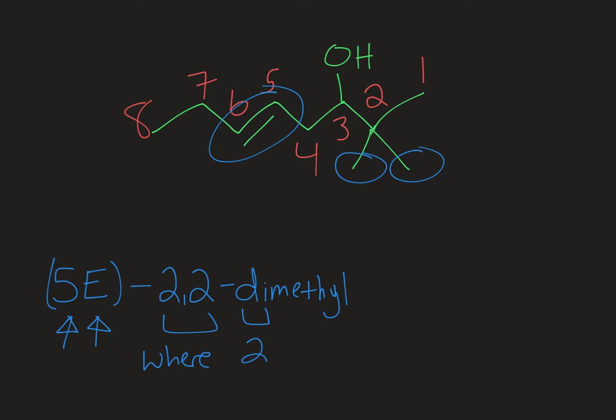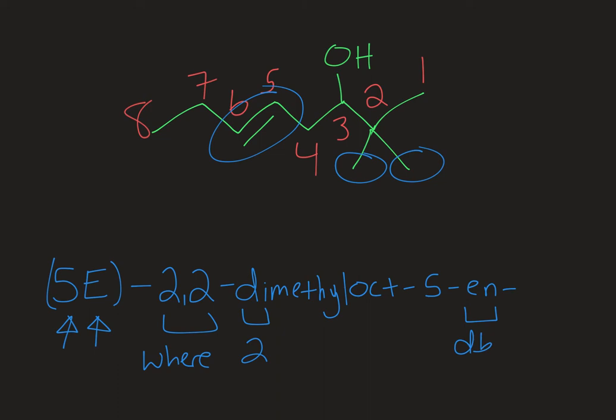So I'm going to go directly into the parent name. And because there's no number here, I would squish dimethyl right up against the oct part. So this is going to be (5E)-2,2-dimethyl oct-5-ene, and I just do sort of that first part, en.